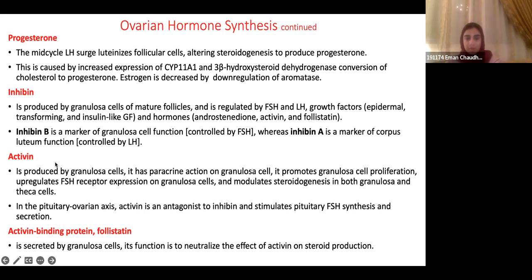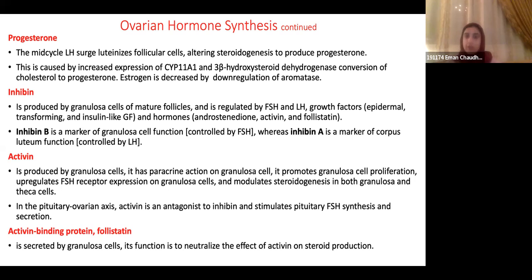Activin is another hormone. It's produced by the granulosa cells. It has a paracrine function on the granulosa cells. It basically promotes granulosa cell proliferation. So it's a locally acting hormone. So you notice some hormones go into the blood to circulate around the body, so estrogen, progesterone, and so on. Activin is basically a locally acting hormone, okay?